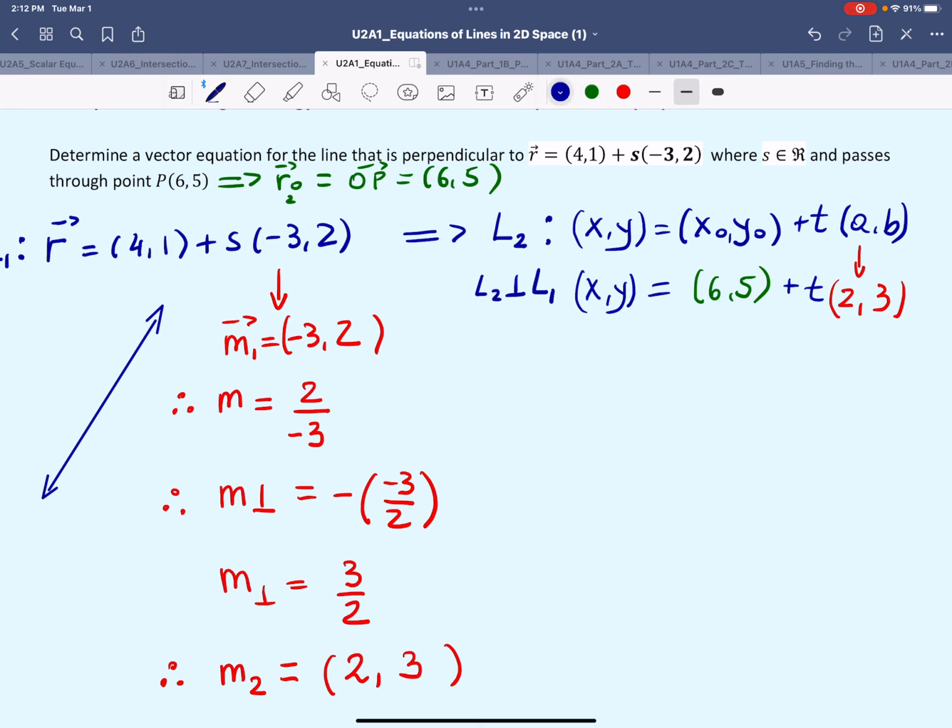So we'll say that the vector equation of a line perpendicular to the given one will be (x, y) = (6, 5) + t(2, 3).